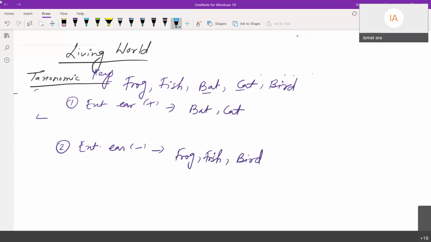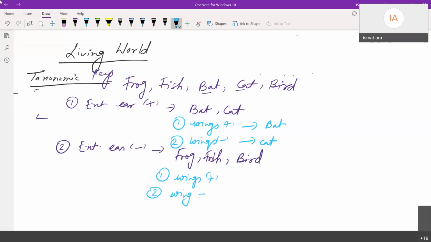Now between these two, bat and cat, again categorize them. Wings present, wings absent. Wings present means bat, wings absent, cat. Again, here also categorize. Wings present, bird, absent, fish, frog.